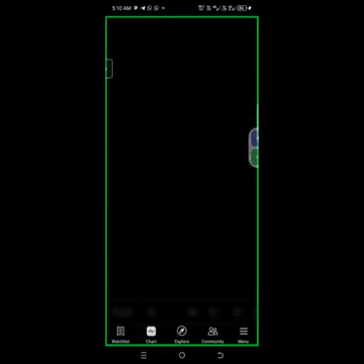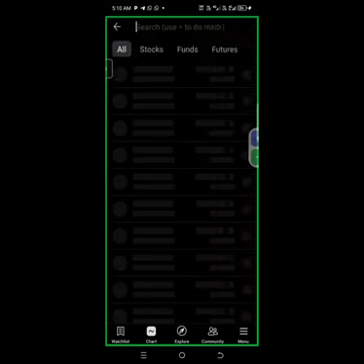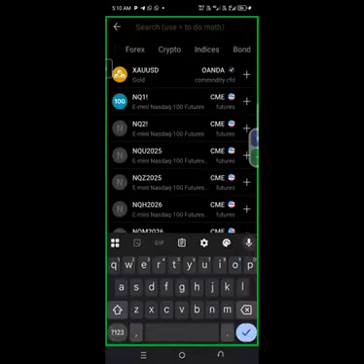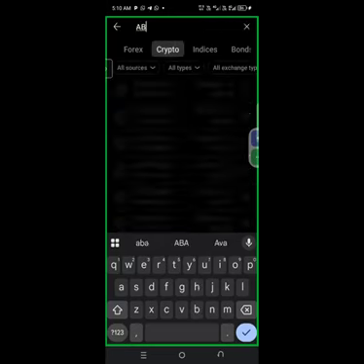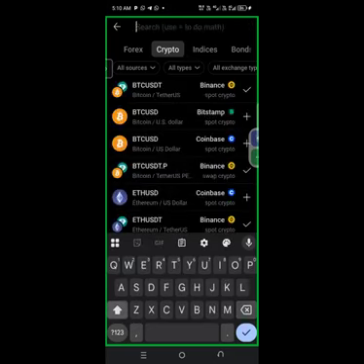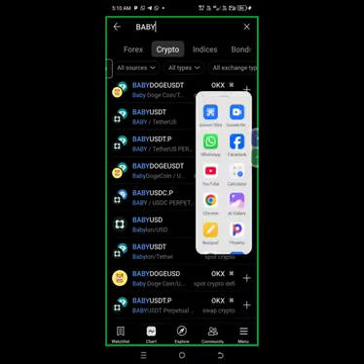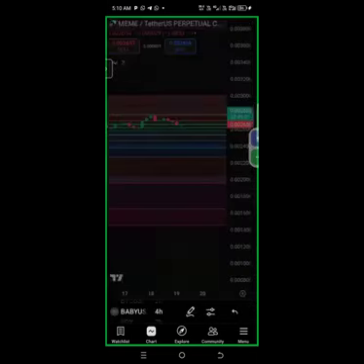Now let's click on charts. Then let's search for the coin, which is baby. Baby USDT, click on it. We have it here. So let's see, swap baby USDT.